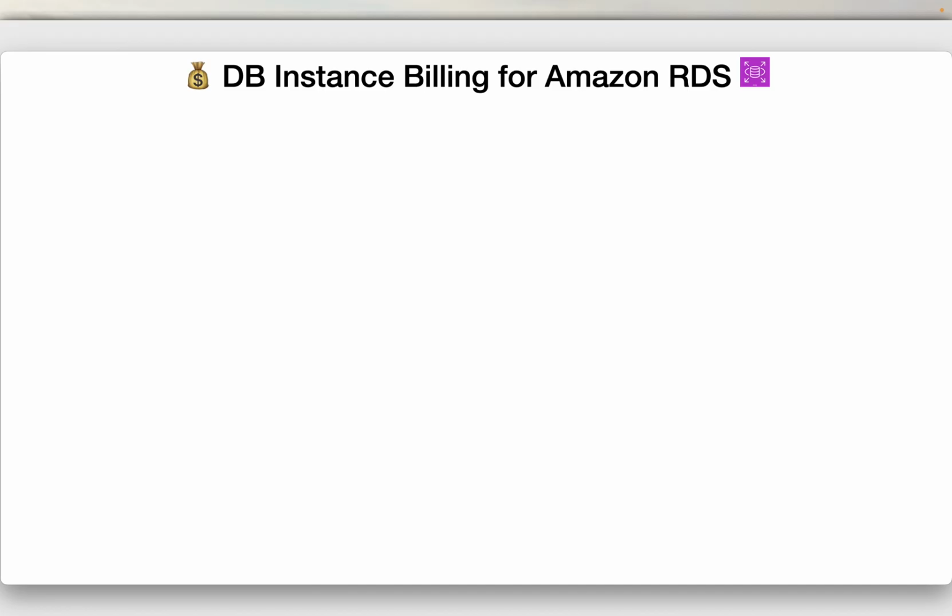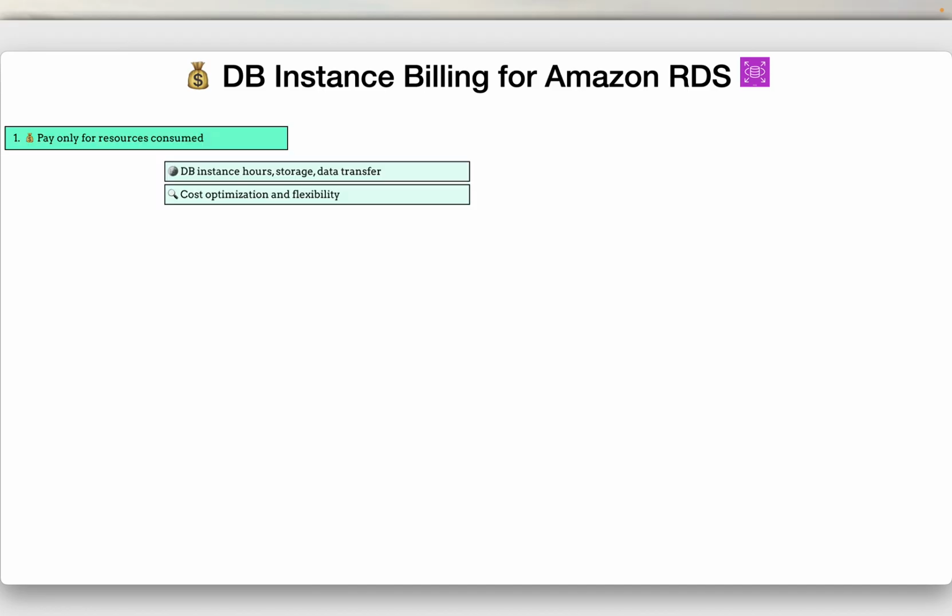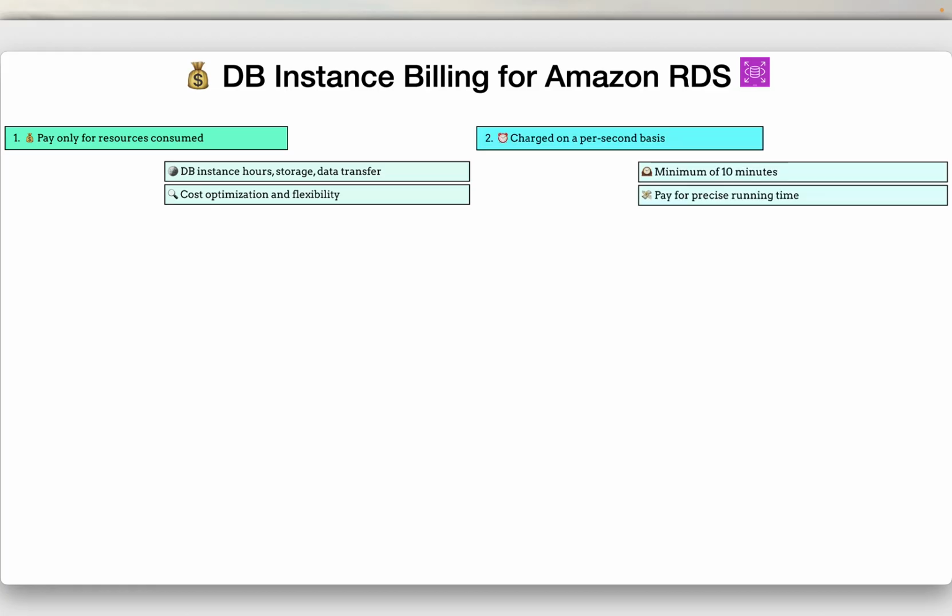Okay, next is database instance billing for Amazon RDS. So first, pay only for the resources consumed. With Amazon RDS, you pay only for the database instance hours, storage and data transfer that you actually consume, allowing for cost optimization and flexibility. Second, you are charged on a per second basis. DB instances are billed on a per second basis with a minimum of 10 minutes, ensuring that you only pay for the precise time your database instances are running.